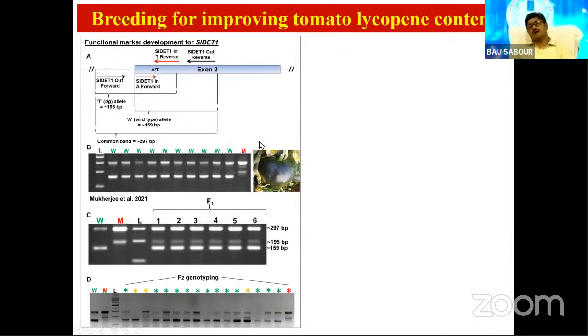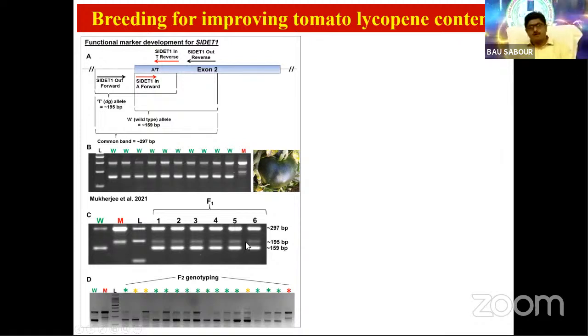We identified our mutant line that is containing this dark green mutant, and we also tested our F1 plants. You look, this is the wild type having the 297 and 159 base pair band. This is the mutant having the 297 and 195 base pair band. And in all the F1 plants, you can see all the 3 alleles, just like the codominant marker, where the heterozygosity is revealed by the presence of both female and male specific bands.